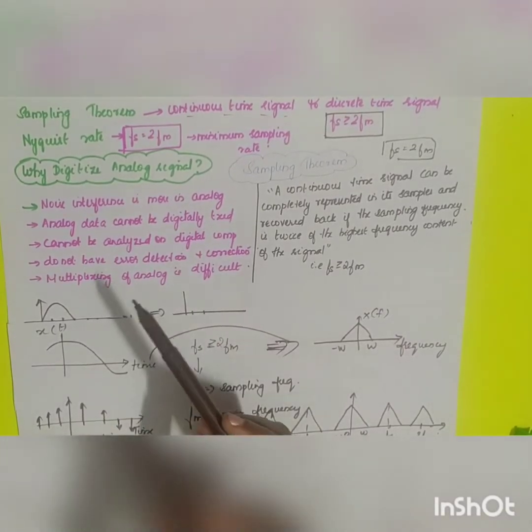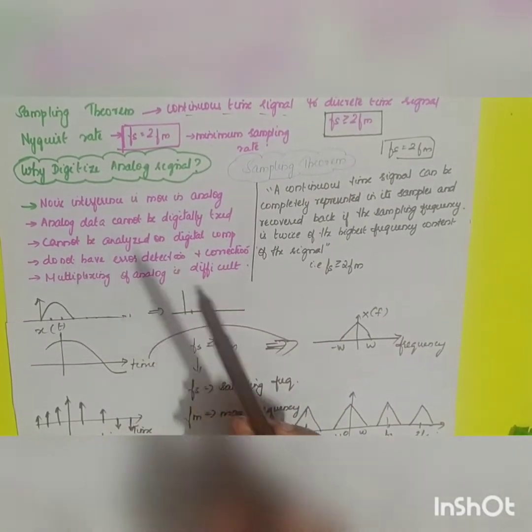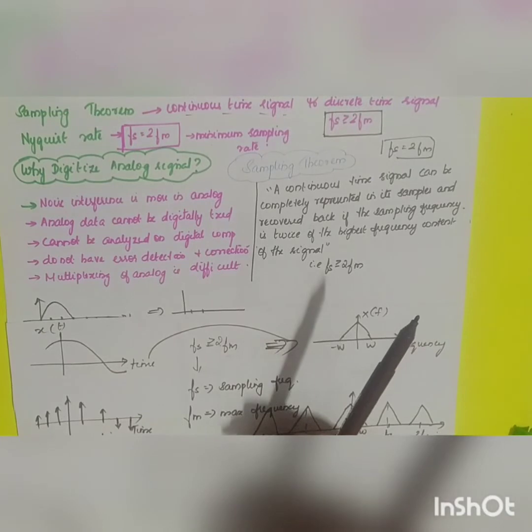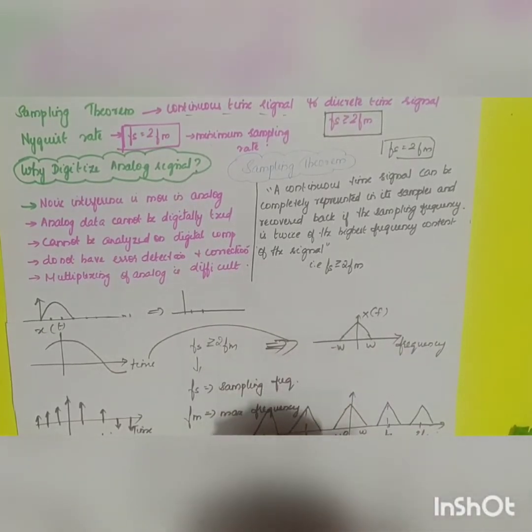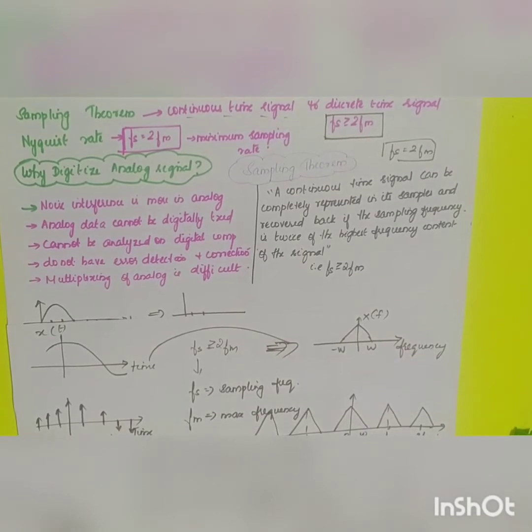Generally, we go for digitization because the noise interference in analog is more. The analog data cannot be digitally transmitted. These are some of the important points why we go for sampling.